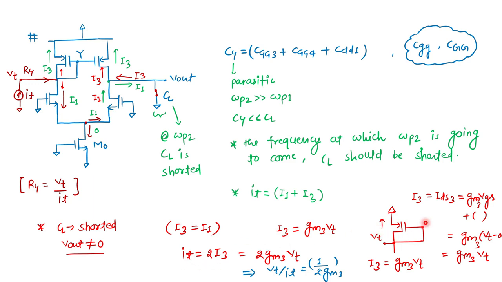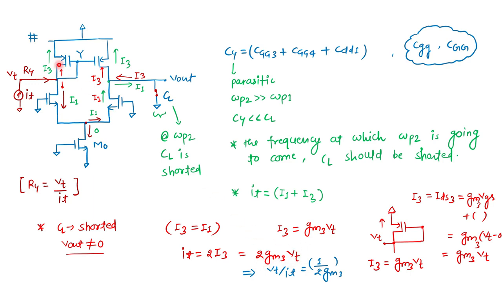Now I should calculate I3, because my IT is nothing but I1 plus I3. I3 is IDS3, whether it is a PMOS or NMOS, I will always write IDS3. It is nothing but GM3 VGS plus some terms of GDS which I am not writing here. VG here is nothing but VT, and the source is at ground. So I3 is GM3 VT, and I3 is also equal to I1. So IT equals I1 plus I3, which is 2 I3, equal to 2 GM3 VT.